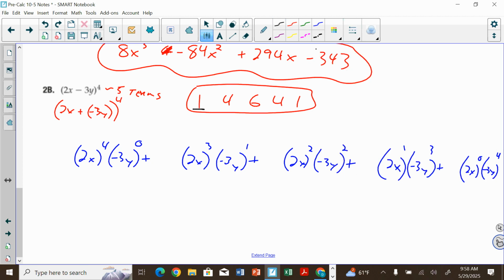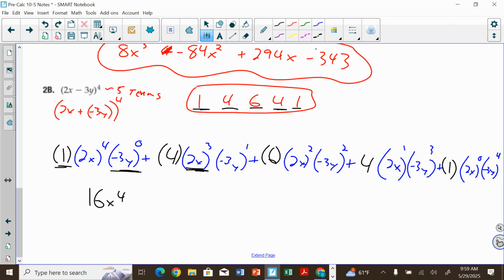All right, our coefficients, right? So 1 is going to go here, 4 is going to go here, 6 here, 4 here, and 1 over here. So now we can do the multiplication and finish this up. So again, this is 1 times 1, and so it's 2 to the fourth power, 16x to the fourth. Okay, this term, the next term over here, I've got 2 to the third power is 8, 8x cubed. I've got negative 3 to the first power is negative 3 times 4. Okay, so I multiply those. I've got 8 times 4 times negative 3, which gives me negative 96.